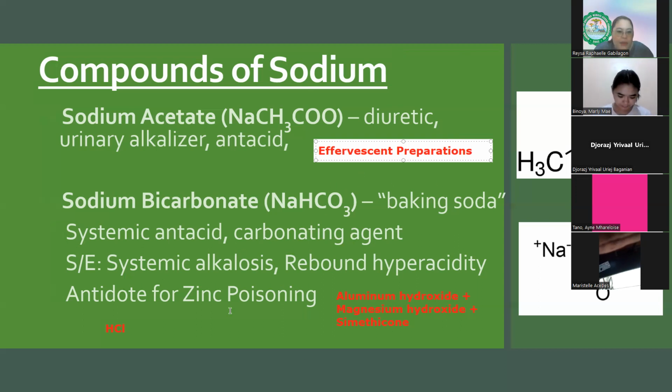So yun ha, carbonating agent siya. Now, what is our problem with our sodium bicarbonate? Since it's a systemic antacid, meaning pwede siyang ma-absorb in the body, meron din siyang systemic na adverse effect or side effect. And that is systemic alkalosis. It will increase the pH of our blood. So maging basic yung ating blood pH. And another thing, it can cause rebound hyperacidity.